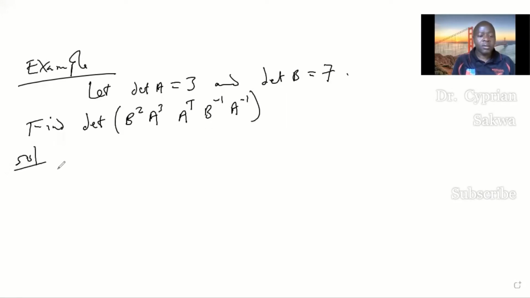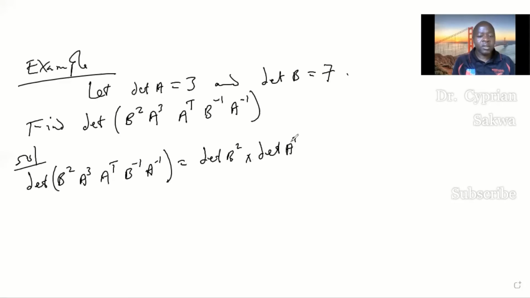So the solution: the first part of the previous theorem says that the determinant of B squared times A cubed times A transpose times the inverse of B times the inverse of A will be the same as the determinant of B squared times the determinant of A cubed times the determinant of A transpose times the determinant of B inverse times the determinant of A inverse.